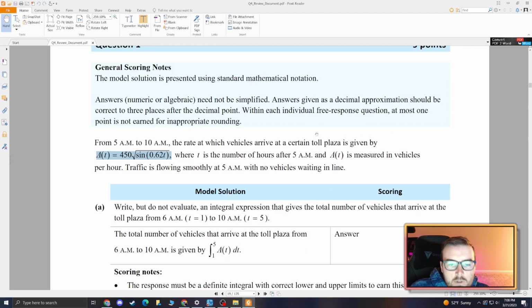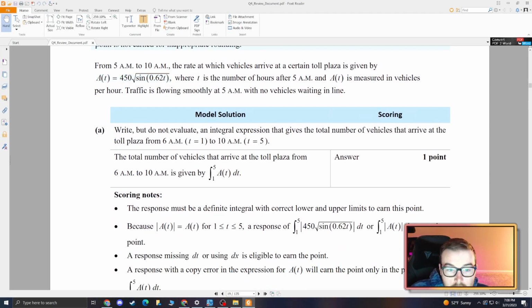Okay. So now let's approach the first question. It says to write but not evaluate, meaning we don't have to plug it into a calculator, an integral expression that gives the total number of vehicles that arrive. Hopefully you recall, I'm just going to say this out loud and you can take notes with me if you want. The integral of a rate gives you a total. Well, specifically, the integral of the absolute value of a rate gives you the total.